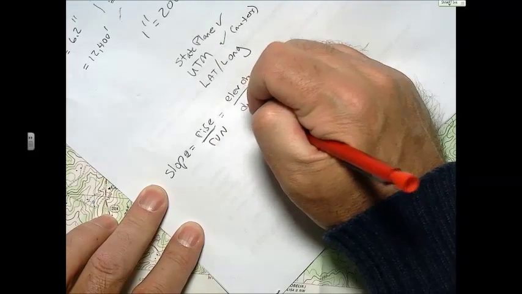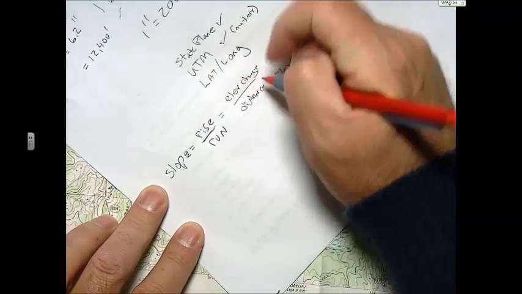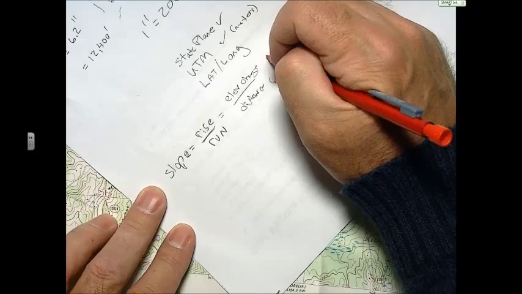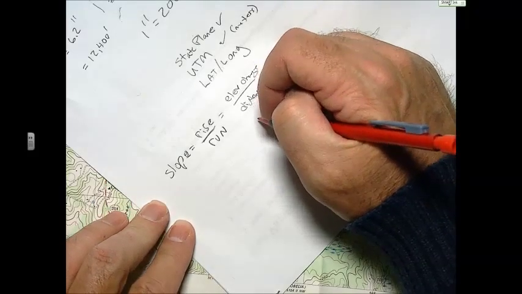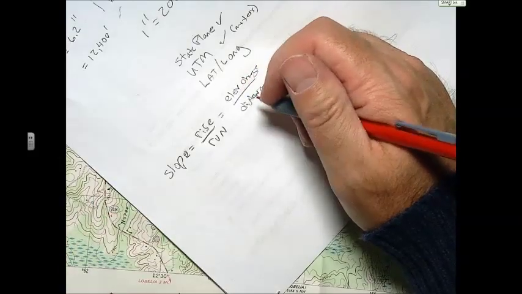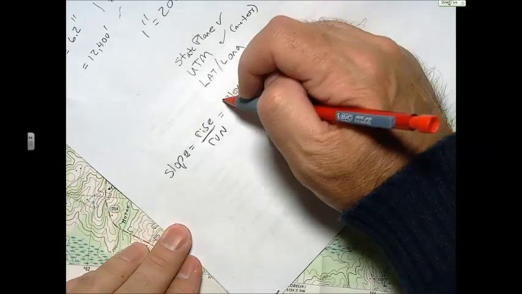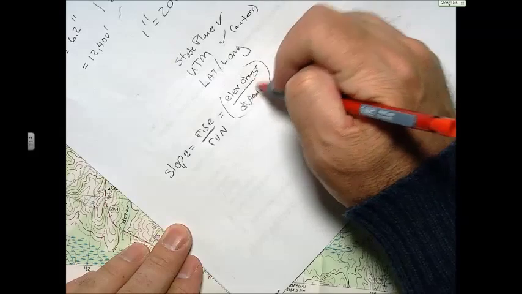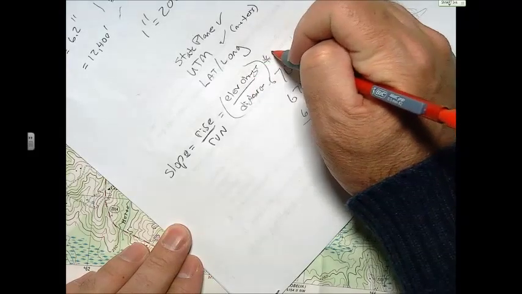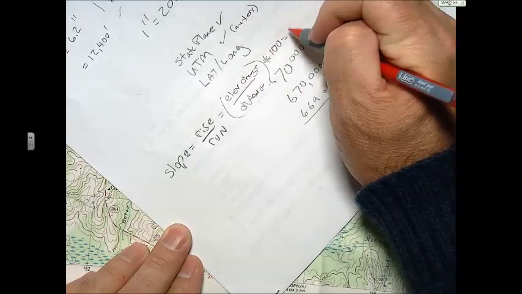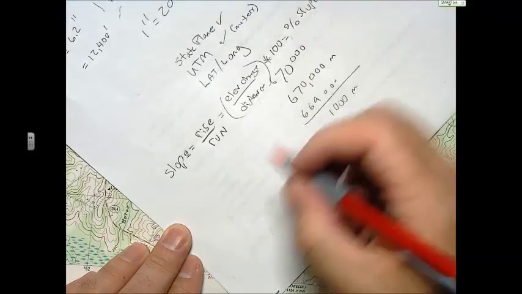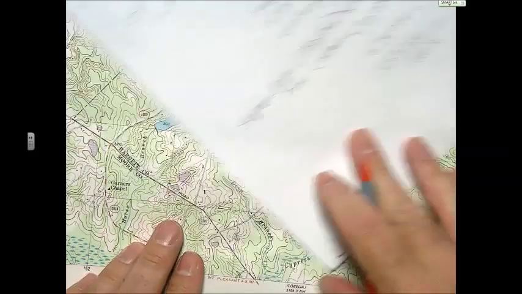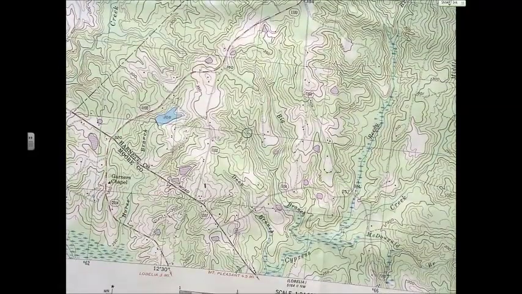So we measure the distance. The elevation change we get from the numbers on those contour lines. The distance we get from our scale and our measuring, knowing that 1 inch is equal to 2,000 feet. When we do this, we divide that by that, and we multiply it by 100 to get it into percent. It gives us our percent slope. It's a little busy right there. Sorry about that.